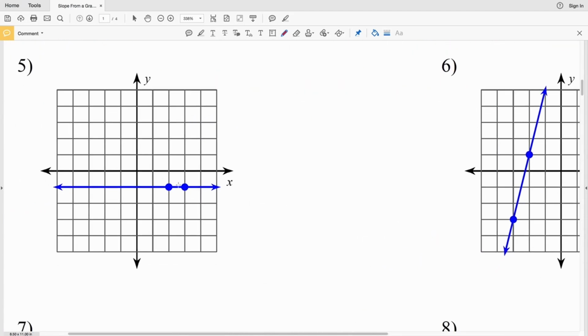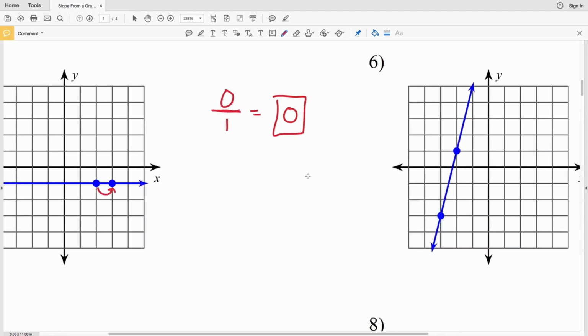Number 5 is a special case because there is no rise. The rise is 0. So we're going to have 0 over 1, which is our run, which is simply 0. When you see a horizontal line, you can know right away that the slope will always be 0, because 0 over any number is simply 0.